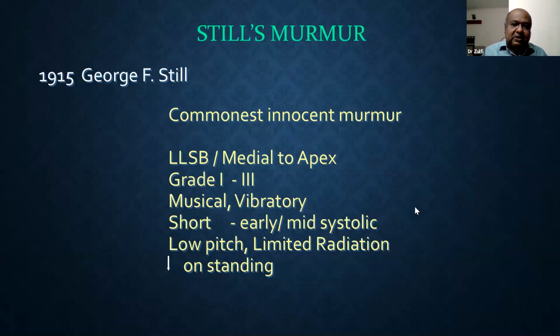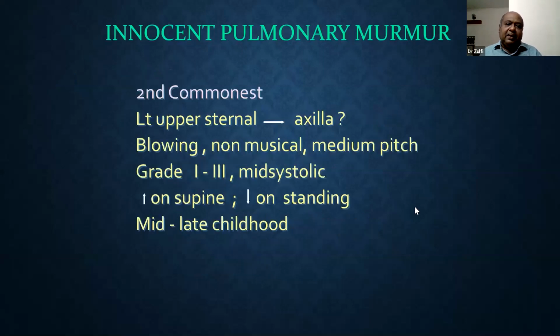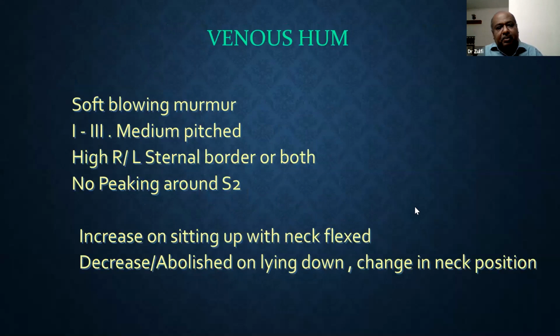This is the commonest. The number 2 murmur in older children is a left upper sternal border murmur, blowing quality, non-musical, again up to grade 3, and again reduces on standing. So both innocent murmurs will reduce on standing. And the third important murmur would be a soft, blowing, continuous murmur on either the right or left side of the upper sternum, and there is no peaking around the second sound as in the regular continuous murmur. That would be a venous hum.